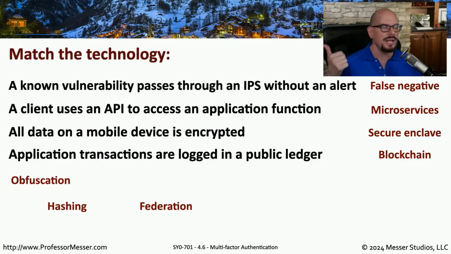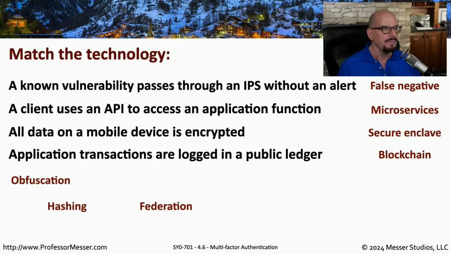So we did not use obfuscation, we did not use hashing, and we did not use federation. Obfuscation is a way that you can take something that normally would be easy to understand and you make it very difficult to understand. That's certainly a security term that's used. It's not a fantastic method of security, but it is a way to make things a little more difficult for someone who's trying to decipher or understand what they may be looking at.